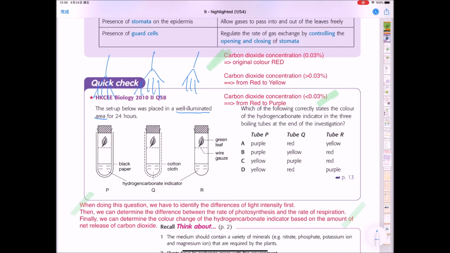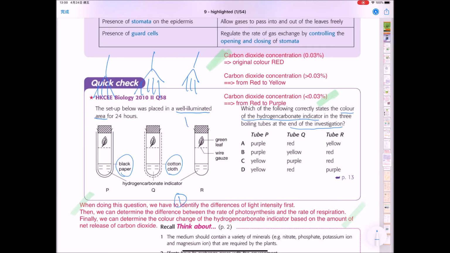For example, for P, we have the black paper covering the boiling tube, and for set up Q, we have the cotton cloth to cover the boiling tube, and R, we do not have any covering on the boiling tube. For this question, we need to state the color of the hydrogen carbonate indicator in these 3 boiling tubes at the end of the investigation. So we need to think about the light intensity first. For the tube R, you can see that there is nothing to cover the boiling tube.